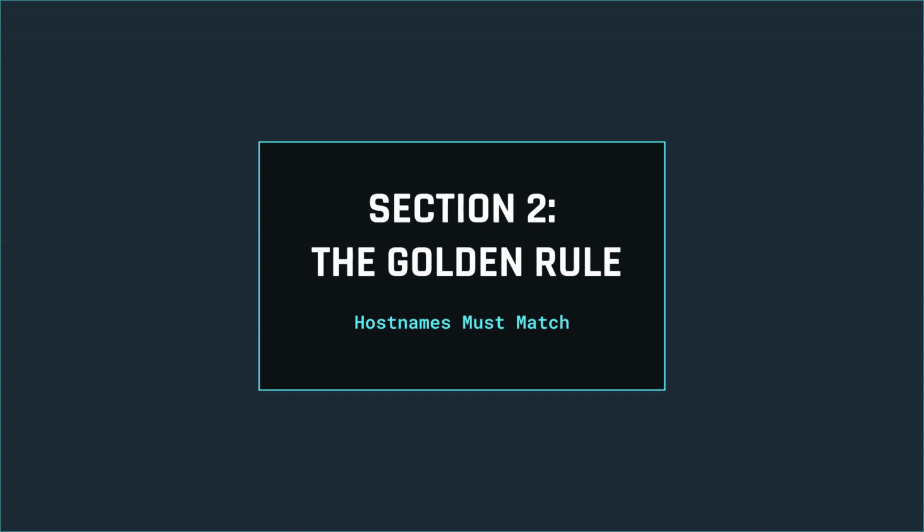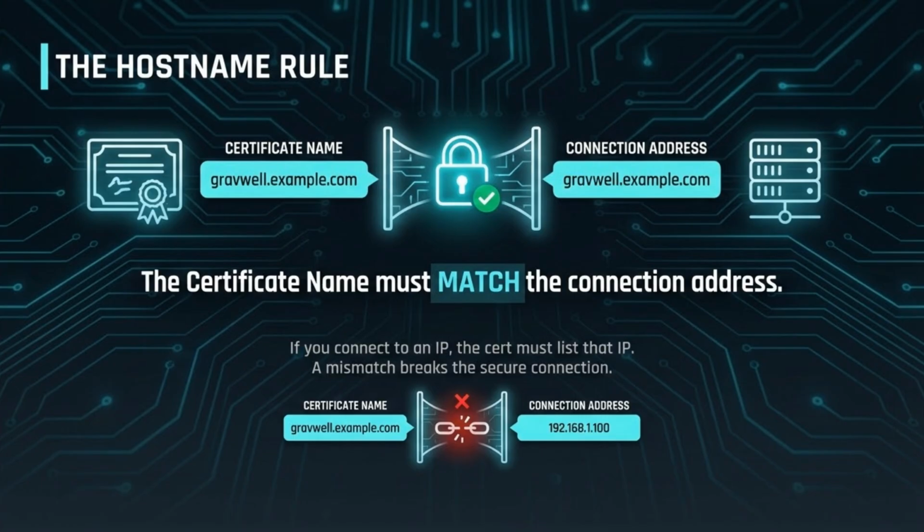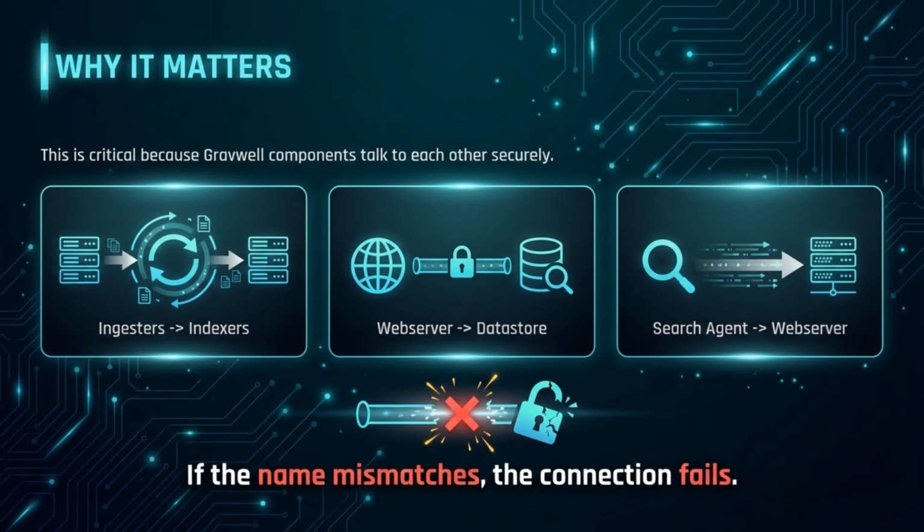Moving to Section 2, the golden rule. This emphasizes that hostnames must match for a secure connection. The certificate name must match the connection address. If you connect to an IP, the certificate must list that IP. Otherwise, the secure connection will break. This rule is critical because Gravwell components talk to each other securely, such as ingesters to indexers or search agents to the web server. If names mismatch, the connection fails.